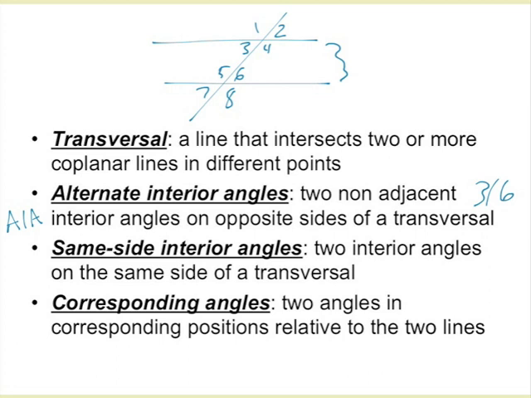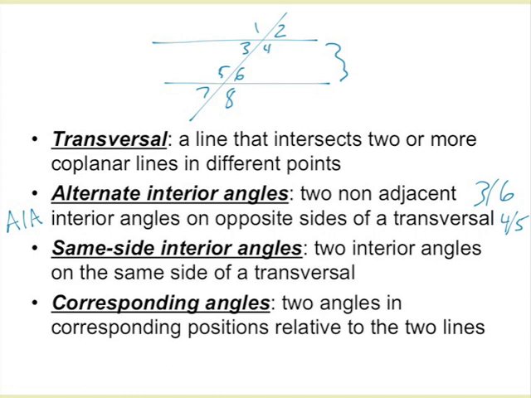And then what would be another example like 3 and 6? 5 and 4. Okay? They're still inside of the pair of lines, so they're interior, opposite sides, and not right next to each other. So 7 and 2 wouldn't work because they're outside. 7 and 2 would actually be called alternate exterior angles, which we're not defining today. But since they're outside, we would call them exterior, but they are still on opposite sides.